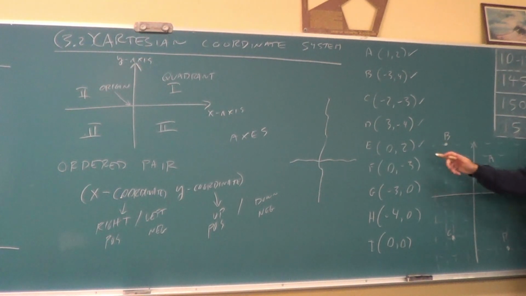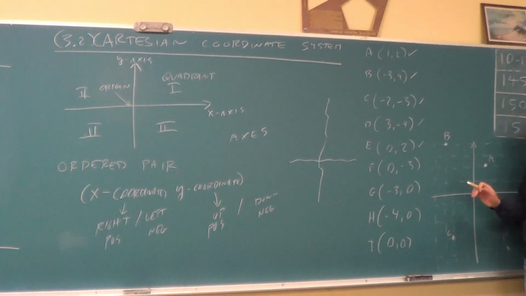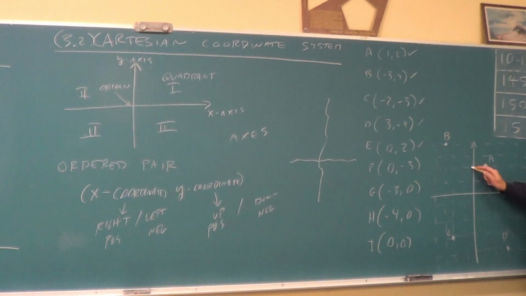This one is not in a quadrant. The lines themselves don't count as quadrants. The quadrants are only the interior of the space. The lines are just their own thing. But (0, 2) is just going to go up 2. So there's E.